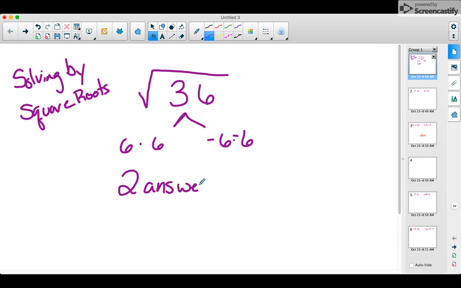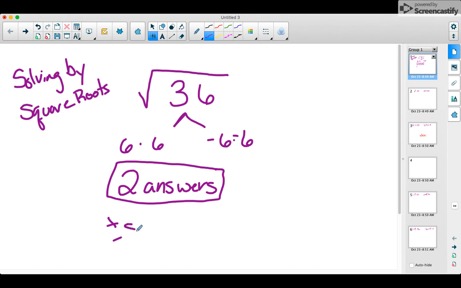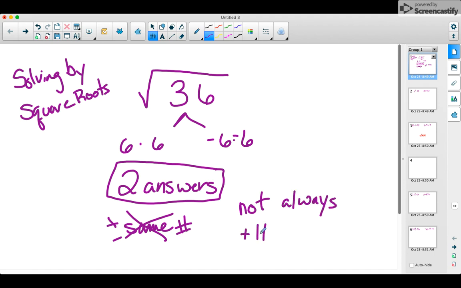There will be some special cases where you could end up with just a single answer, but those will come a little bit later. Now, it's not always going to be the case where it's plus or minus the same number. Sometimes it will be, but not always. So just be aware that it could look like this, or it could be two completely different numbers. And they don't necessarily need to be positive and negative. It could be like +4 and +7. So it's not always a positive number and not always a negative number. It could be a mix.